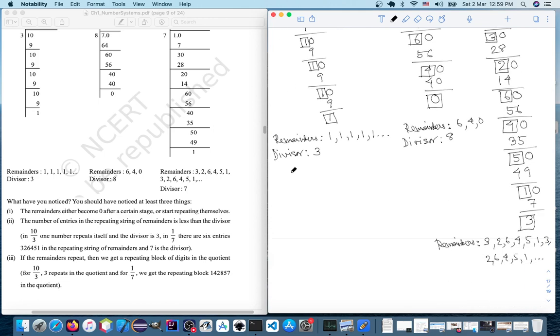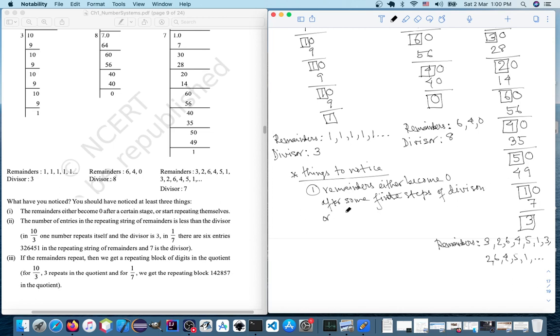It's better we write it down. Things to notice are: one, remainders either become zero after some finite steps of division, or start repeating themselves.